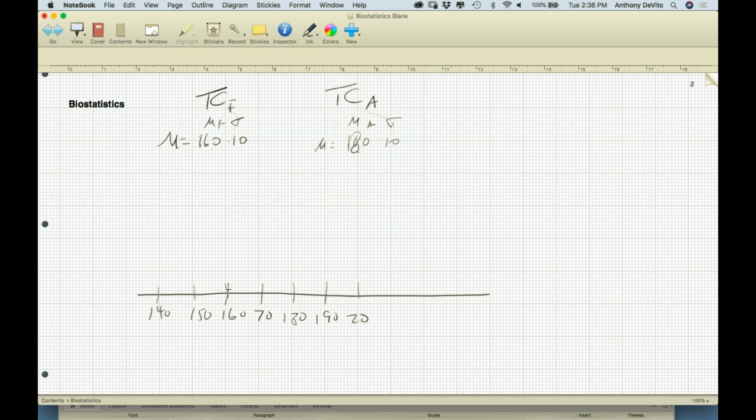So 160 is here, and two standard deviations below and above would represent 95% of Frenchmen, so that'd be 140 to 180. The population of Frenchmen would look something like that. And the population of Americans would be centered at 180, with two standard deviations below at 160 and two above at 200. There's a lot of overlap between the two populations. There are Americans that have lower cholesterol than some Frenchmen, and some Frenchmen have higher cholesterol than some Americans. These two populations overlap.